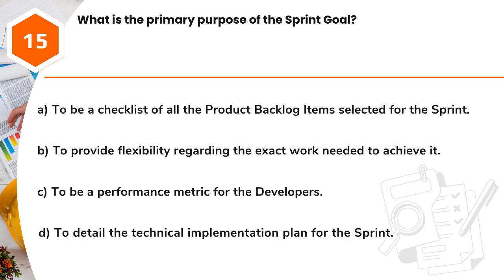Question 15. What is the primary purpose of the sprint goal? A. To be a checklist of all the product backlog items selected for the sprint. B. To provide flexibility regarding the exact work needed to achieve it. C. To be a performance metric for the developers. D. To detail the technical implementation plan for the sprint.